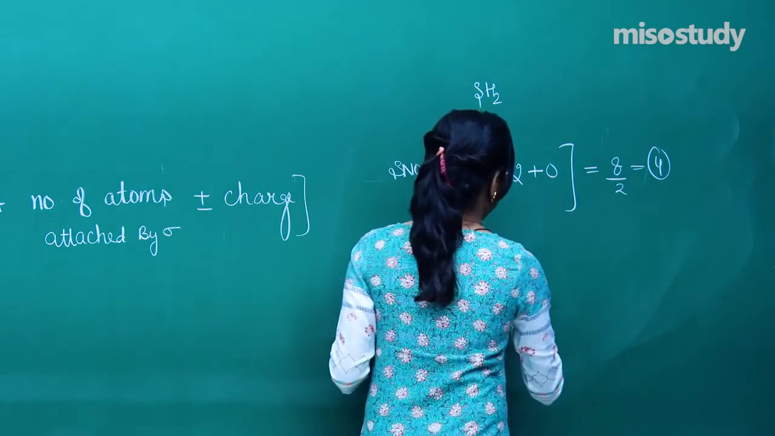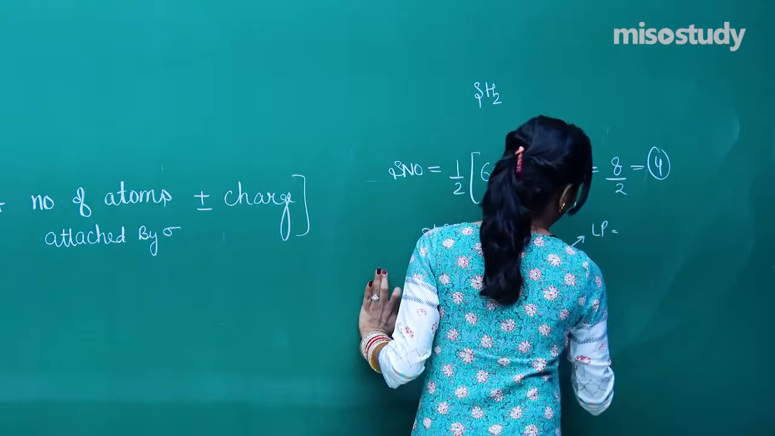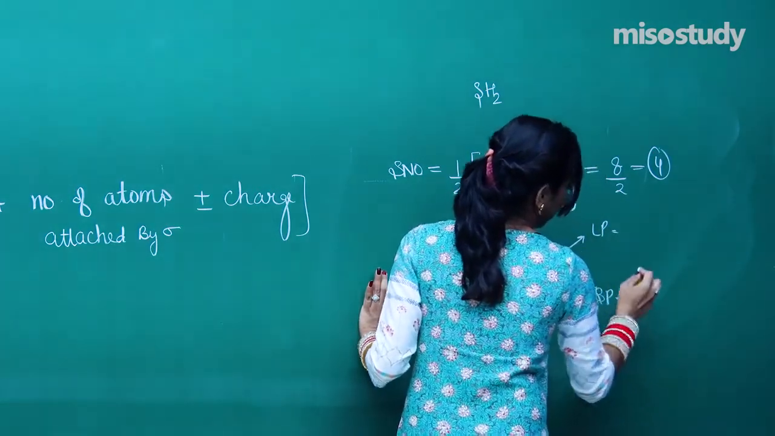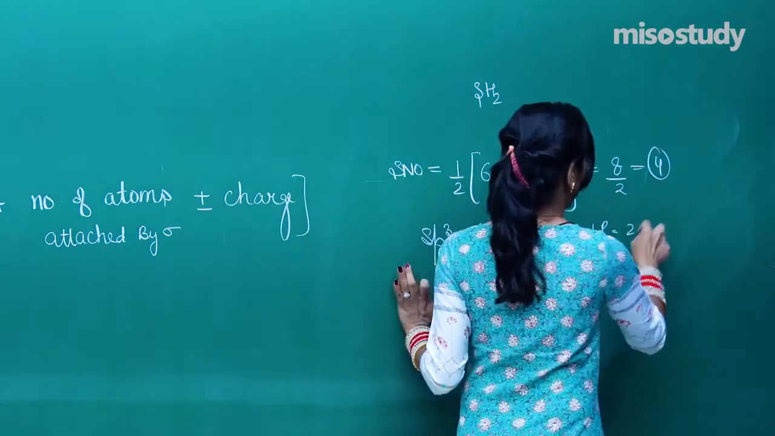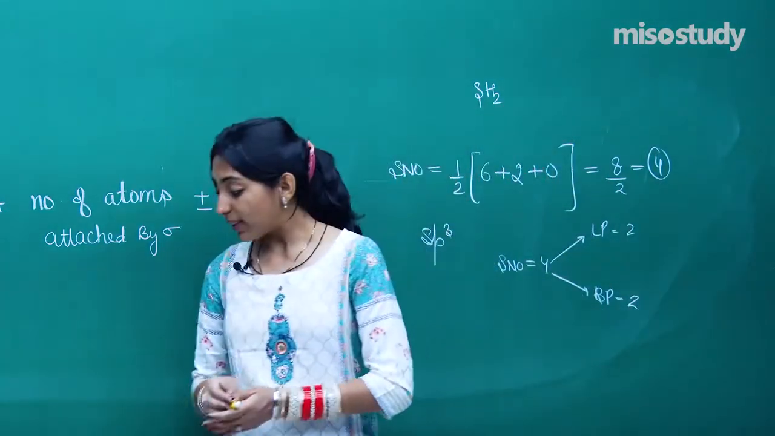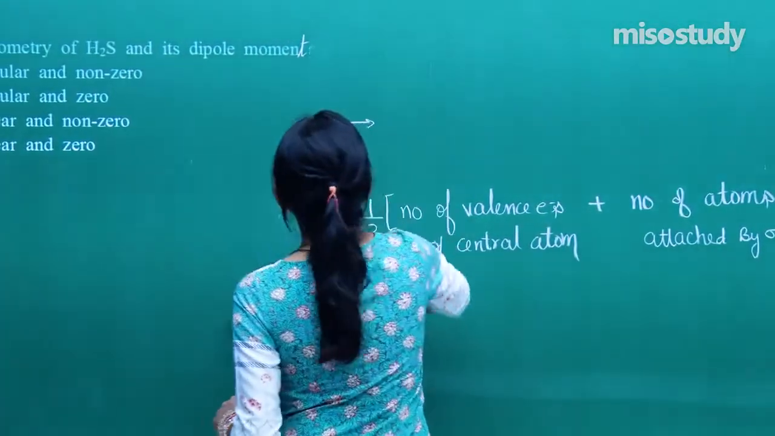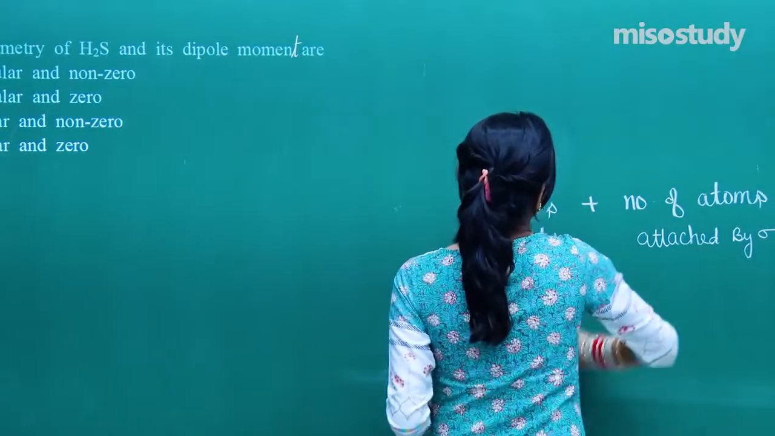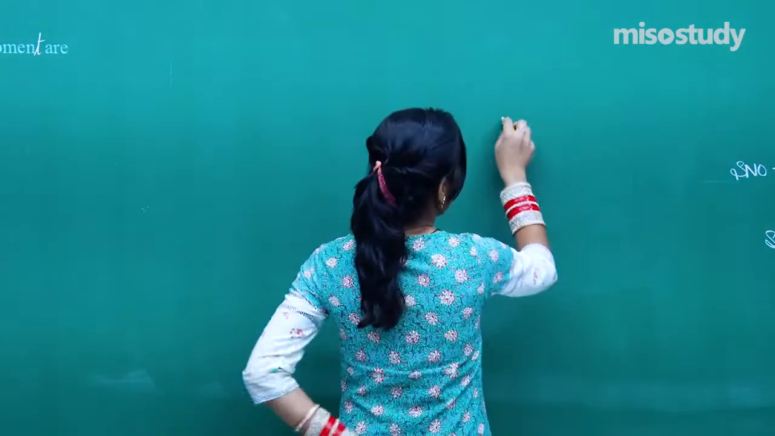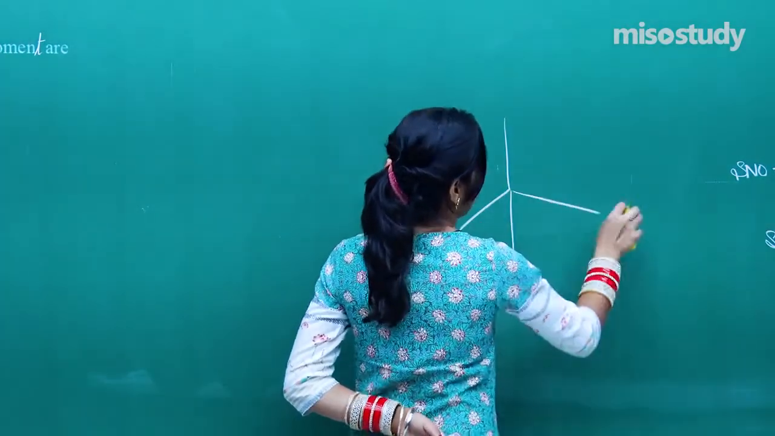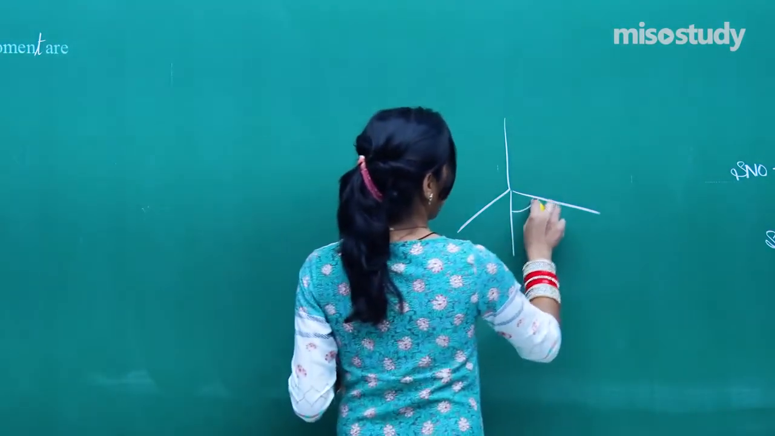And if the steric number comes out to be 4, now we need to talk about lone pair and bond pair. Out of 4, only 2 bond pairs are there, so 2 bond pairs and 2 lone pairs. But we not only have to talk about the hybridization, we need to talk about the geometry also. So it should have been tetrahedral, with a bond angle of 109 degree 28 minutes.